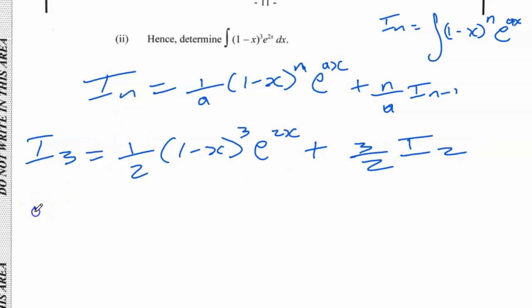So I'm going to find I2. This time I'm going to replace the n with 2. So I2 again, a is always 2, a is a constant 2. So 1 over 2, 1 minus x squared, e to the 2x.